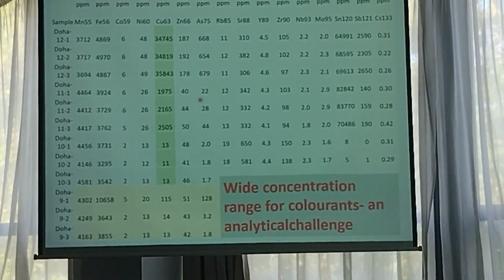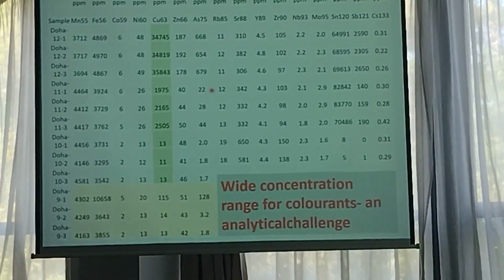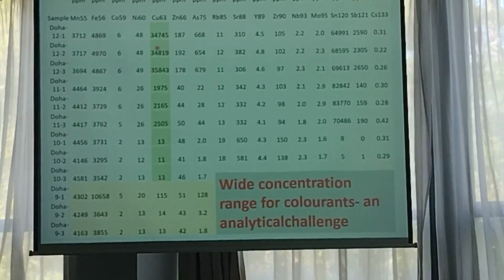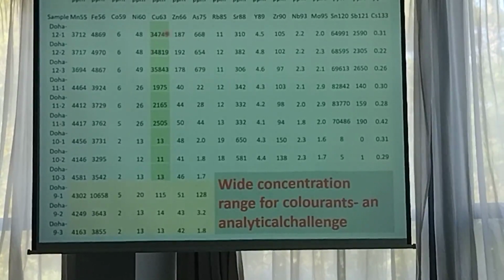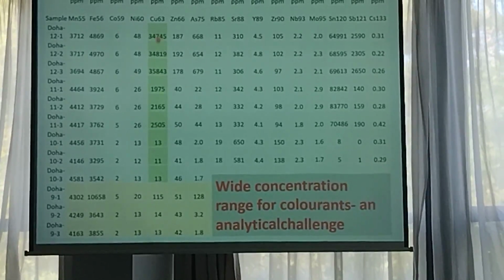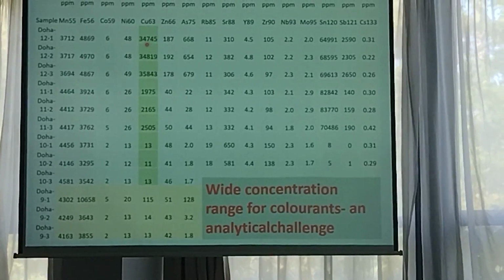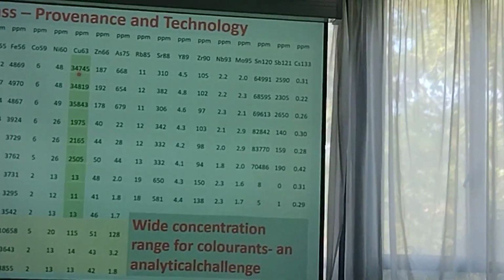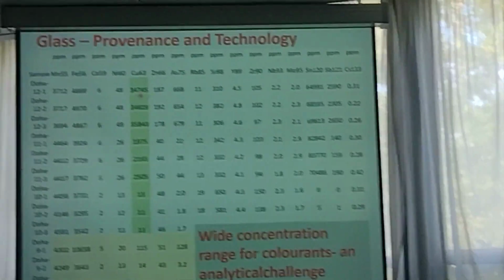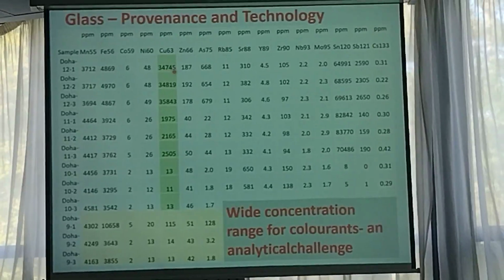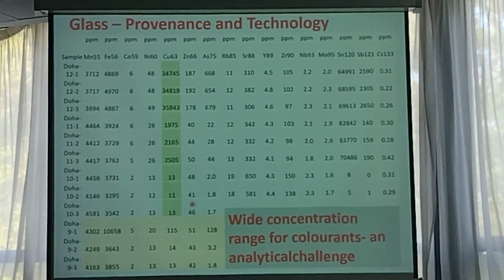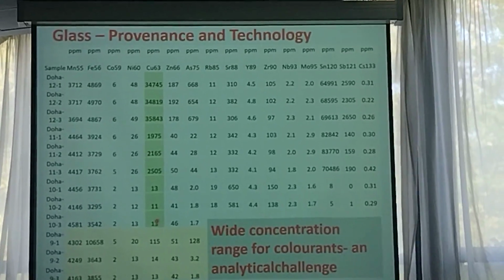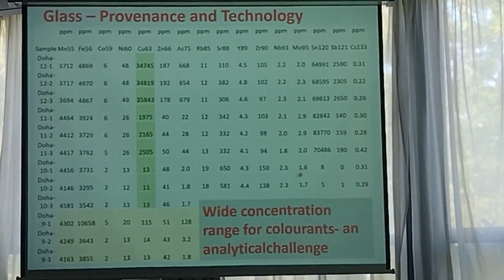There are some analytical challenges when you're doing the glasses, particularly for elements that are used in colorants. In one sample here, up here in the green, we have 3% copper, more than 30,000 parts per million. And then another sample, which is not coloured with copper, we only have 13.